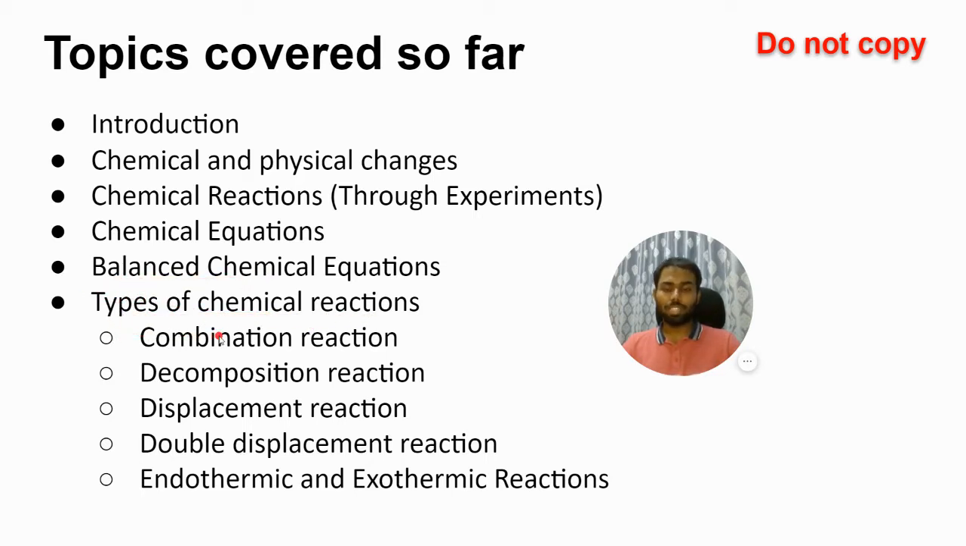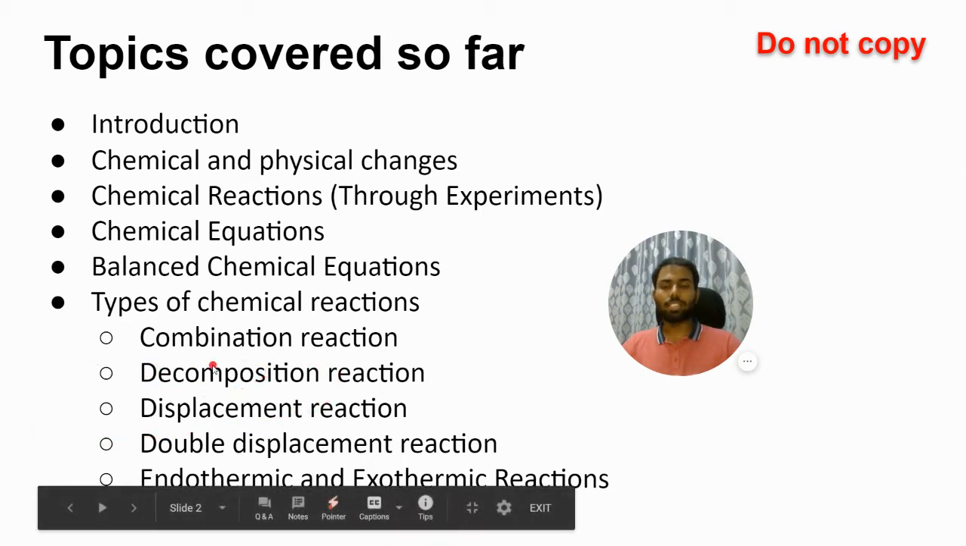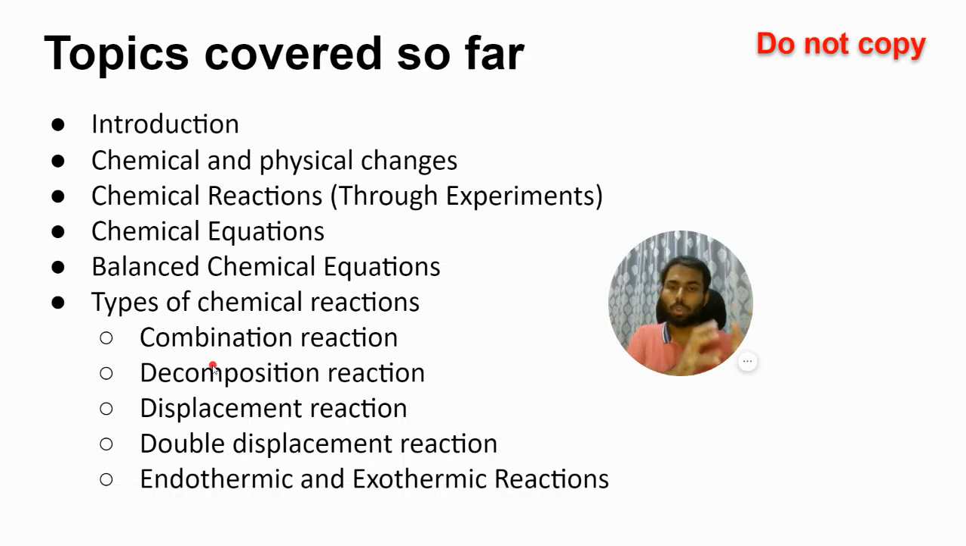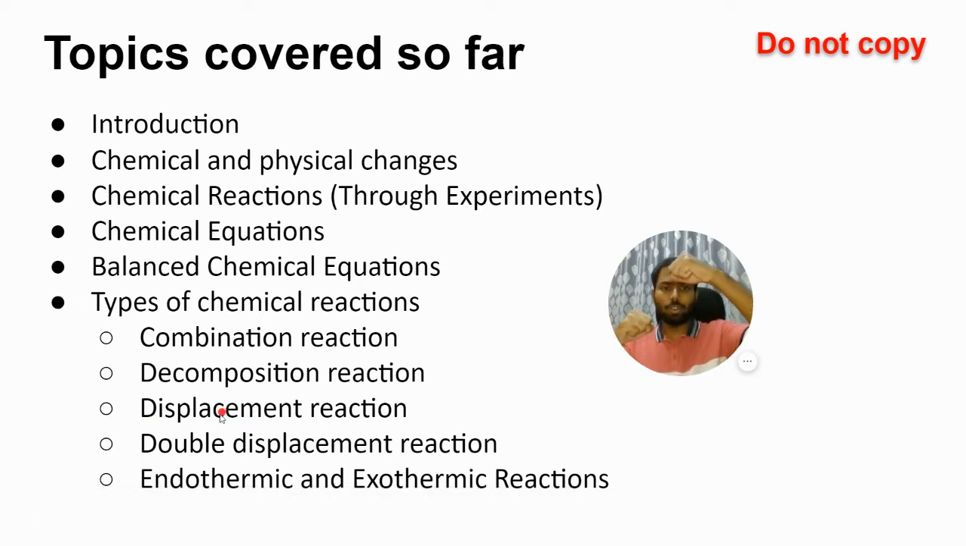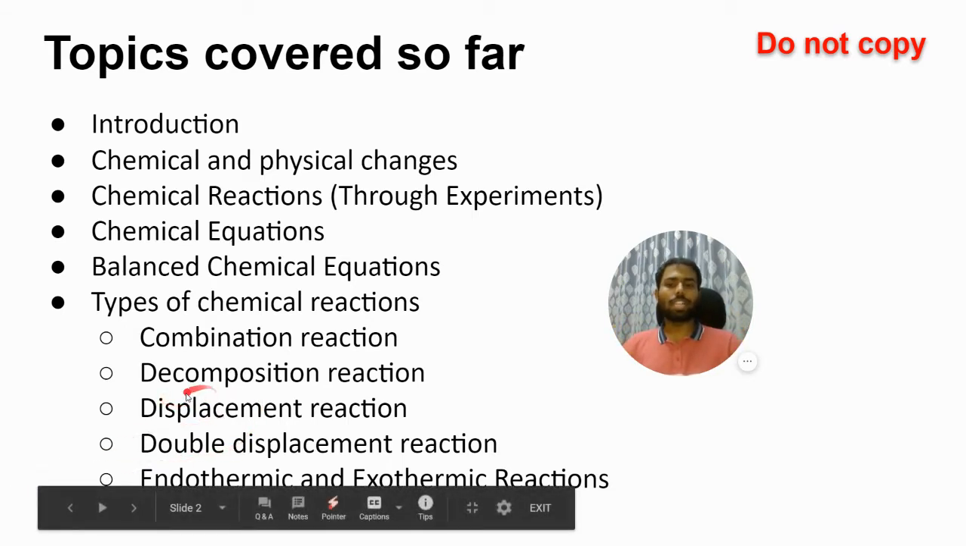We had seen combination reactions where more than one reactant combined together to form a single product. Then we had seen decomposition reaction where one single reactant gets broken down into smaller molecules, more than one product. We had seen displacement reaction where one part of a molecule leaves the original molecule and combines with some other molecule. That's displacement reaction.